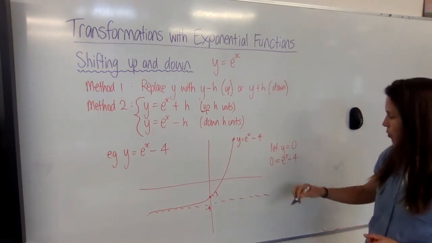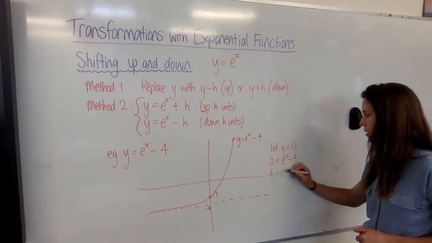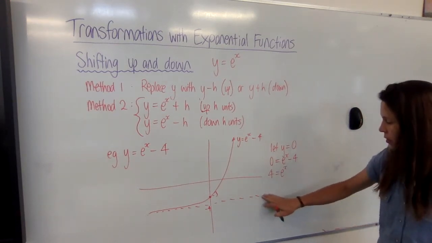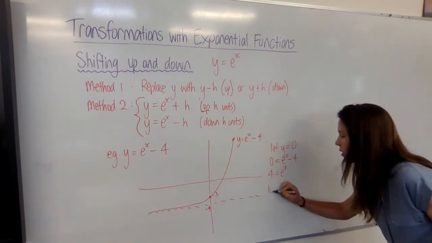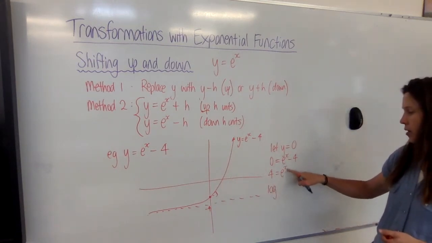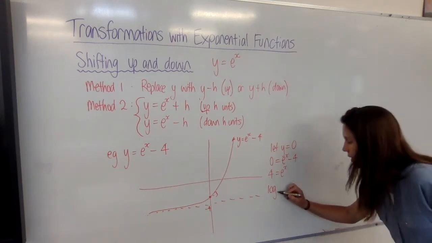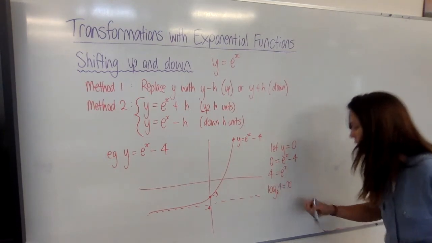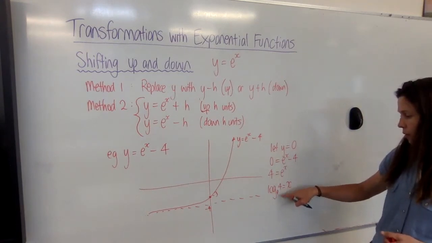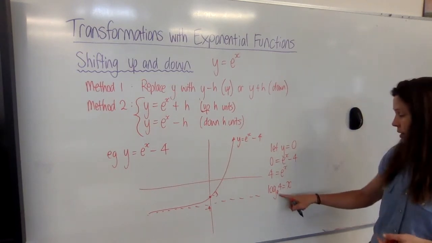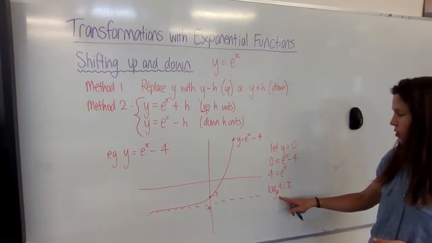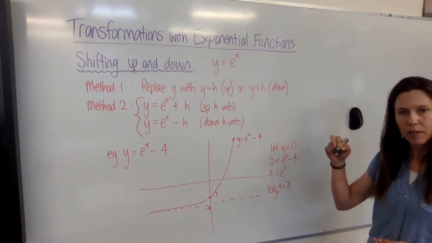Now if I add 4 to both sides, I get 4 equals e to the power of x. Now I need to rewrite this as a log, okay? You might be a bit rusty on that, so let's go back a step. E to the power of x is 4. So x equals log of 4 with base e. So this is a natural log. That's what we call any log that has a base of e, a natural log. And that gives us the ln button on the calculator.